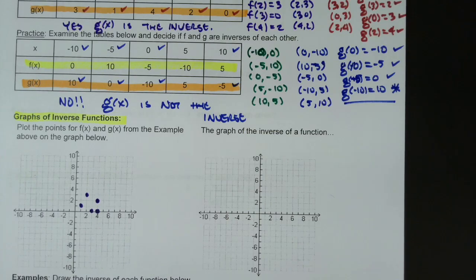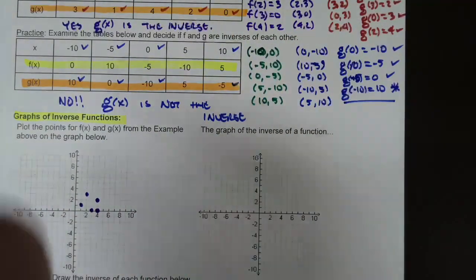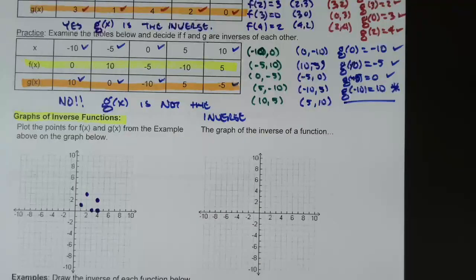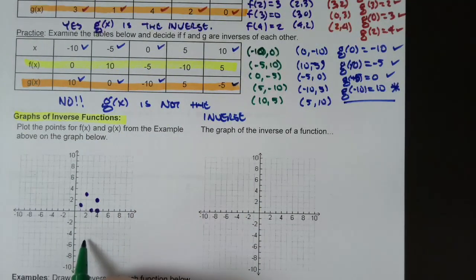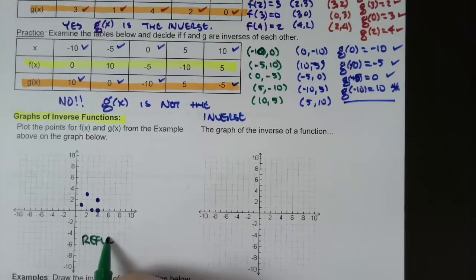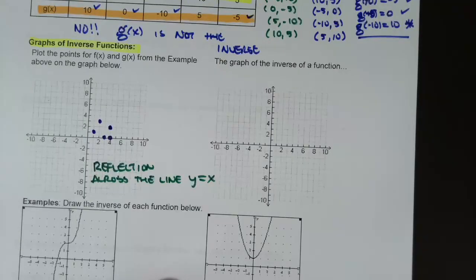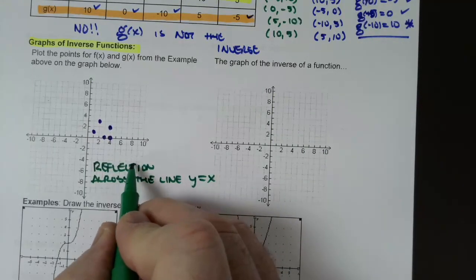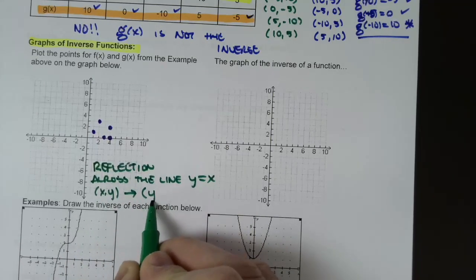Now, before I graph these points, I want to point out something to you. When we have an inverse function, that inverse function will act like a reflection across the line y equals x. And if you recall from geometry, we even used this notation. We said (x, y) is mapped to (y, x).